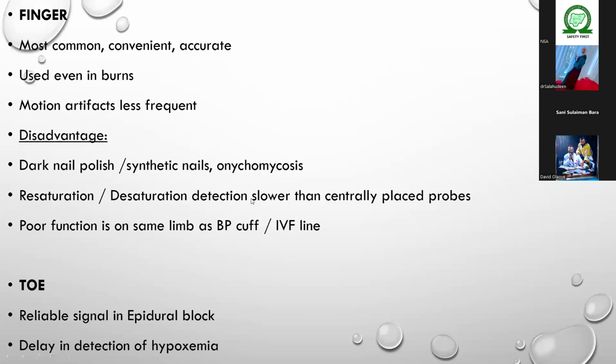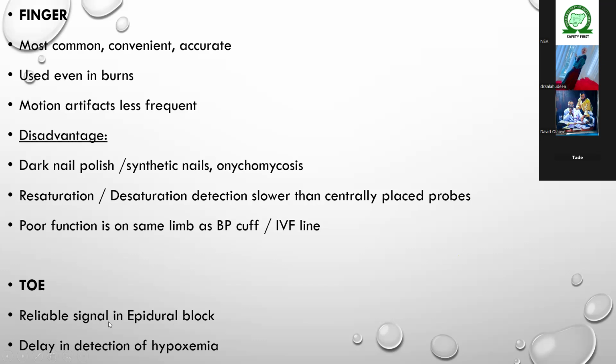And during resaturation and desaturation, detection is slower because the cardiac output is distributed to the core body parts first before getting to the periphery. So poor perfusion on the same limb as the BP cuff and IV line. In a BP cuff, there's going to be constriction, venous engorgement, so at that time we might not get a reading. And for an IV line, that line might be blocked. And the blood, we want to find a contralateral part to perfuse the extremities of the finger. And usually the contralateral parts are smaller and cannot take a relative volume from the body, so we might get poor perfusion at that time.